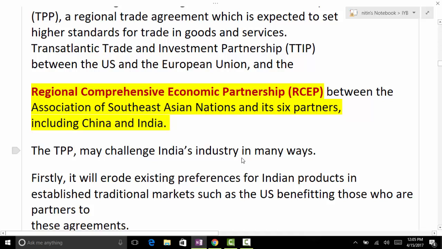Now what are the parts of RCEP? 10 Asian countries and 6 trading partners. So what are the countries in RCEP? Open your atlas and try to locate them. Six partners: Australia, New Zealand, China, India, Japan, and Korea. Very good. So these are 16 countries: 10 Asian nations and these 6 trading partners: Australia, New Zealand, Japan, Korea, India, and China.